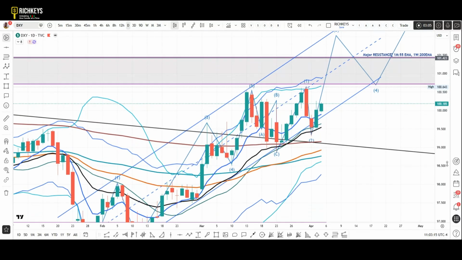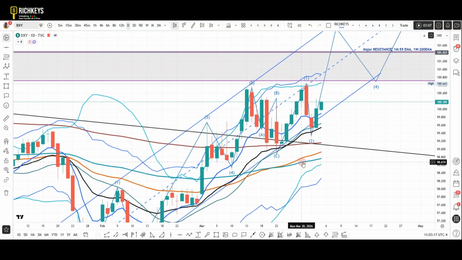Clearly on the daily chart, we are above our 100 EMA, above our 50 EMA, and now we're also above the 200 EMA. The 9 EMA is also above it. So obviously, all the EMAs are supporting the continuation to the upside. We haven't broken anything yet on the daily chart.